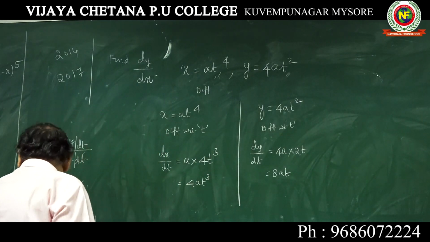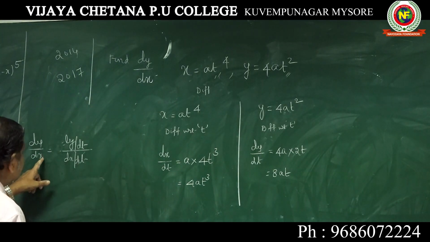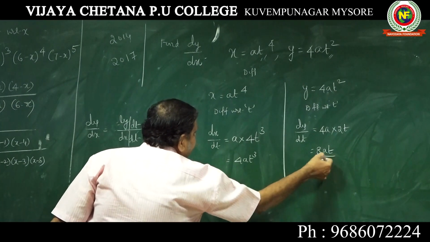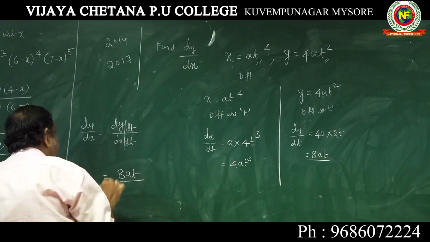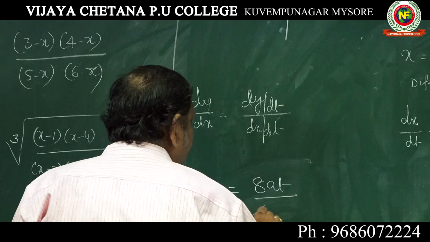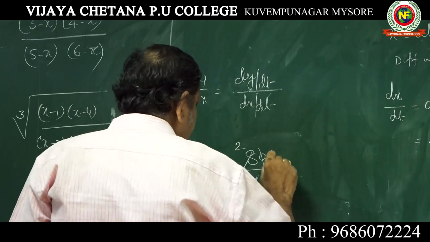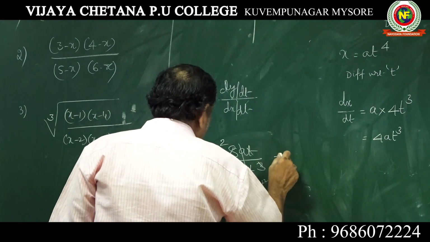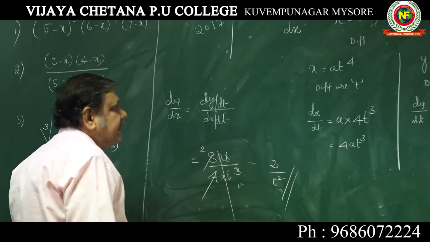8at. Now you know the formula for dy by dx. Always you should write this: dy by dx equal to dy by dt by dx by dt. dy by dt is 8at, divided by dx by dt, which is 4at cube. Now 4 twos are 8, a also cancels, one t square is there, so t square remains and one t cube goes. Answer will be 2 by t square. This is the answer. 2 by t square is the answer.